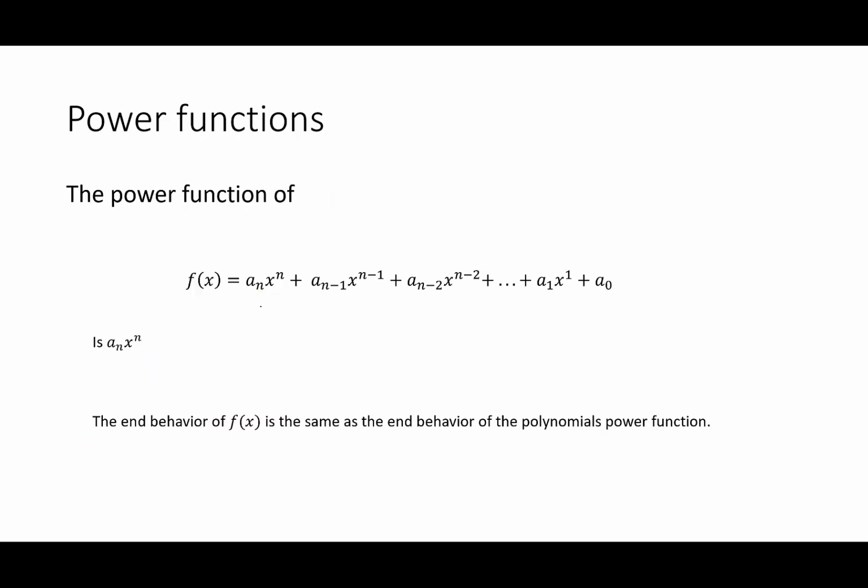So now we're going to mix power functions and polynomial functions, and what I want to say is the power function of a polynomial, like a sub n x to the n plus a sub n minus 1 x to the n minus 1 plus a1 x to the 1 plus a naught, is a sub n x to the n. So what I'm doing is I'm taking this entire polynomial function and I'm just grabbing the leading term. The end behavior of f of x is going to be the same as the end behavior of the polynomial's power function. So I won't have to worry about all the little details in the function. I just grab the leading term.